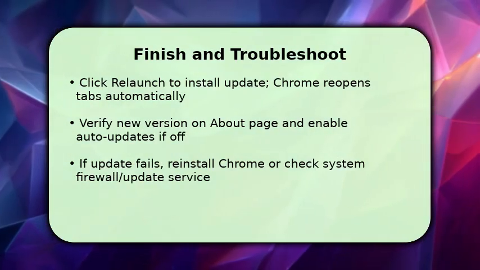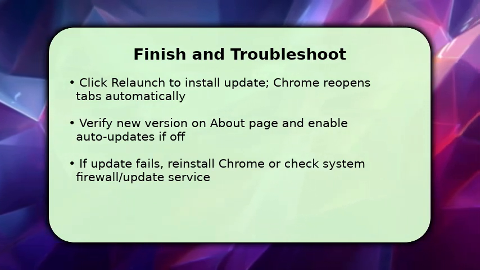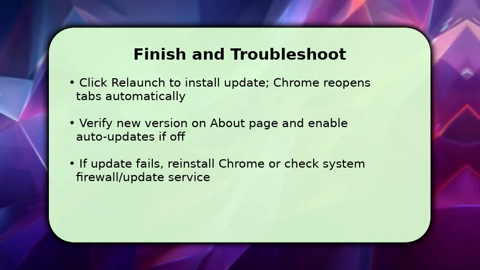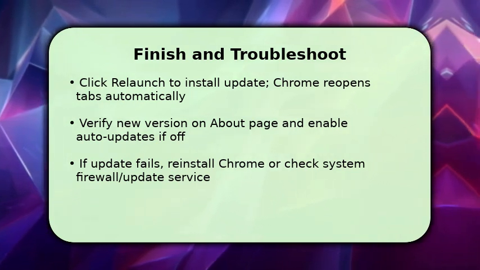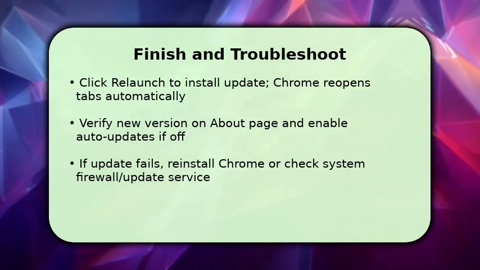You're at the finish line. Click Relaunch so Chrome installs the update and restores your tabs. After relaunch, revisit About Google Chrome to confirm the new version is active. Make sure auto updates are allowed by your OS so future updates install seamlessly.